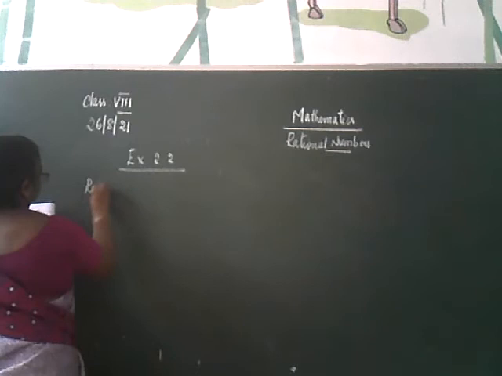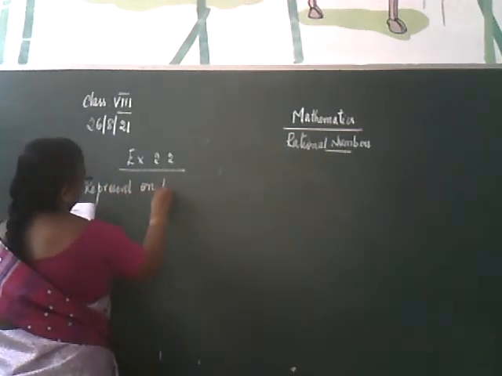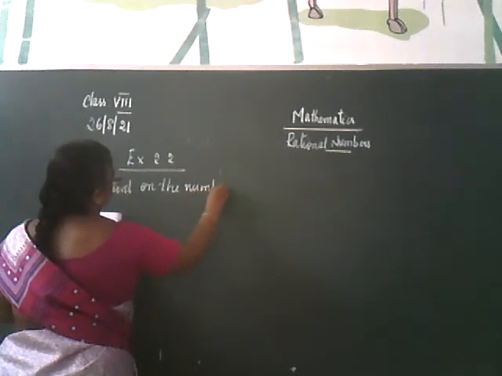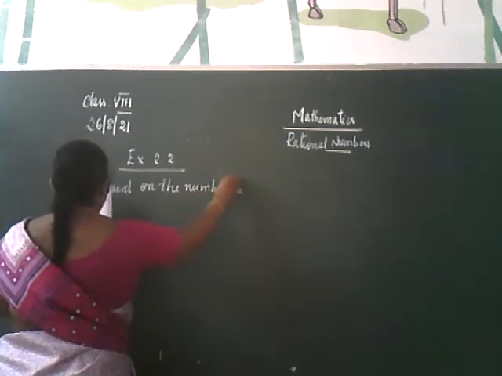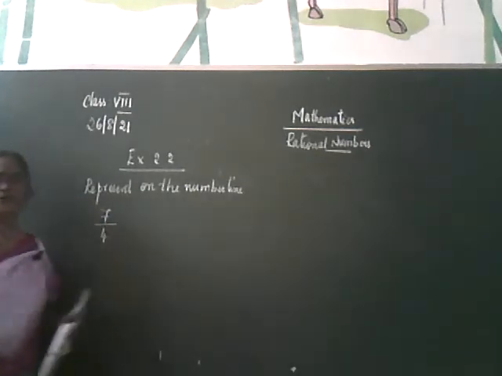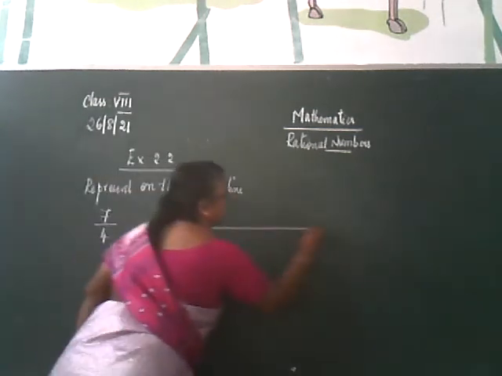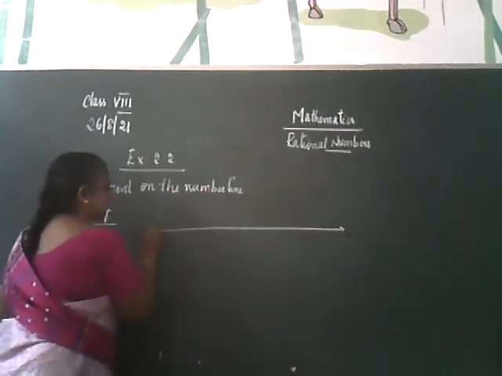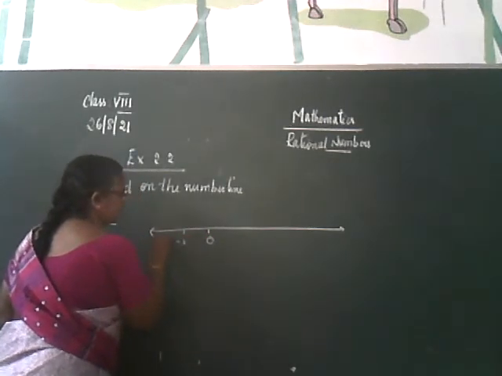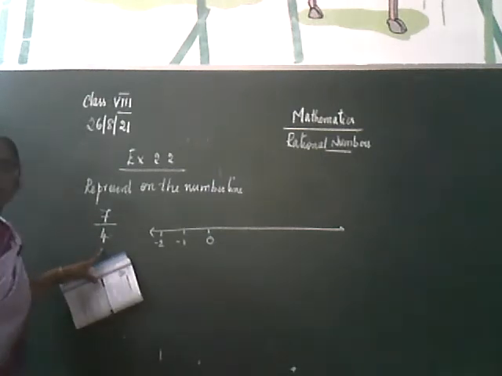Represent on the number line. Represent on the number line 7 by 4. So it is 7 by 4. So let me draw the number line. Here it is positive. So let me add 0, minus 1, minus 2. Then here it is 7 by 4.